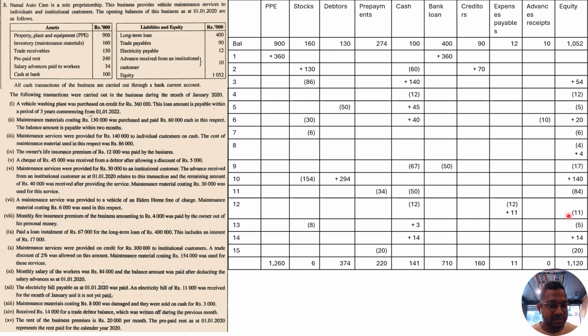Maintenance material costing 8,000 was damaged. So and sold for 3. So stocks minus 8, cash increase 3, and the loss that you generated from that is 5. It should deduct from the equity.